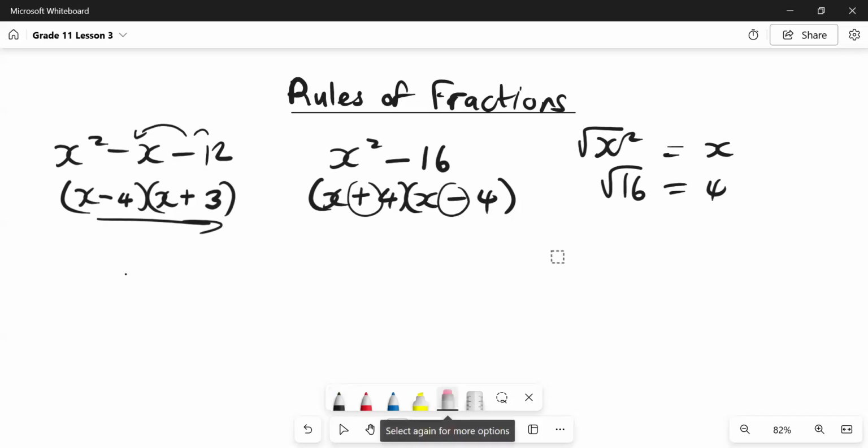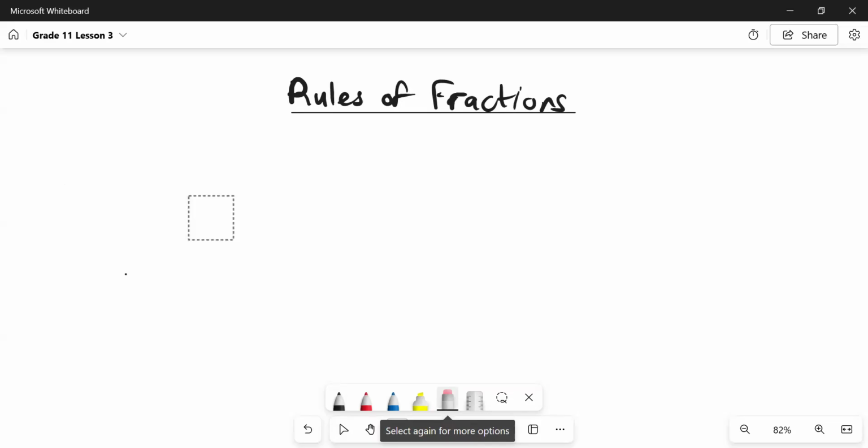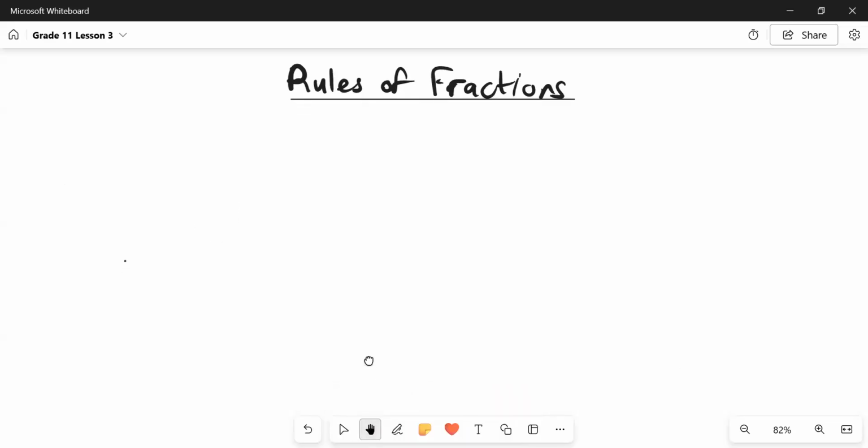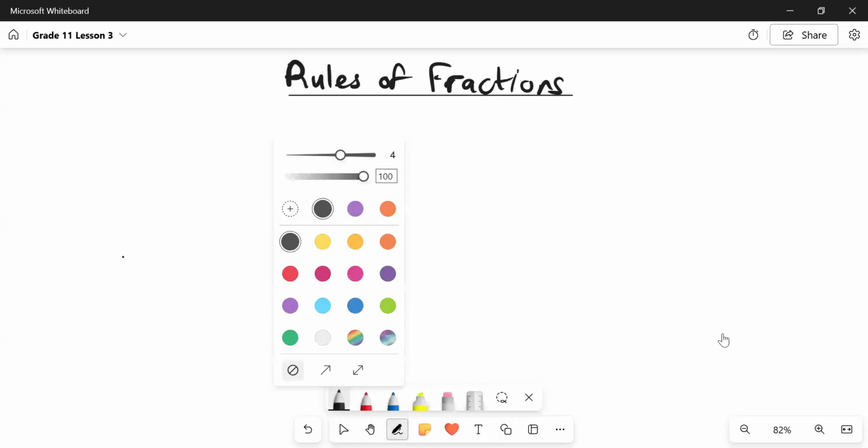So remember that we will be applying this when it comes to fractions. That's why I was just reminding you. So let's start with the rules of fractions now. For the rules of fractions, let's start with rule number one.